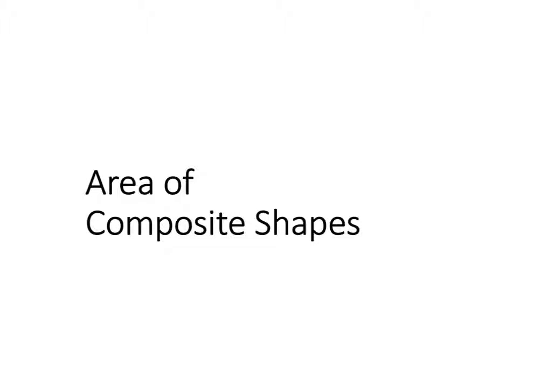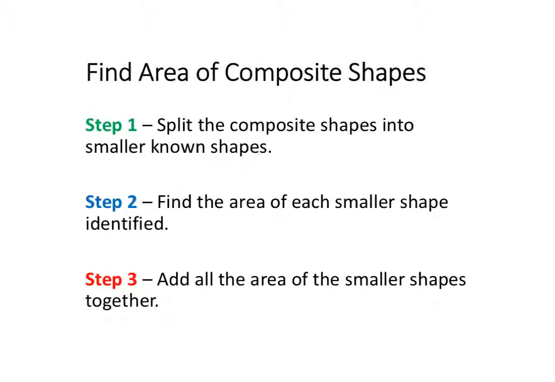In this video, we're going to have a look at how to calculate the area of a composite shape. Remember, a composite shape is a shape that is made up of two or more different shapes. To find the area of composite shapes, there's three steps to follow.